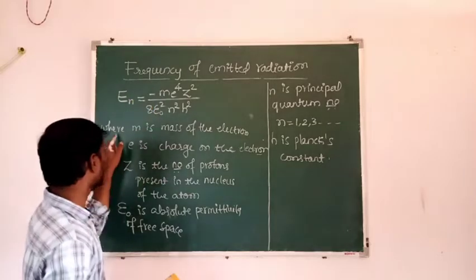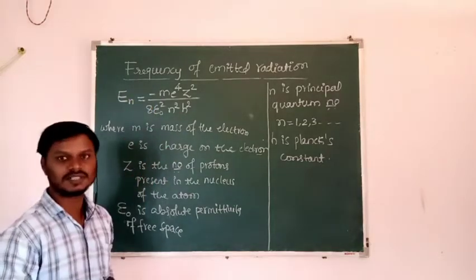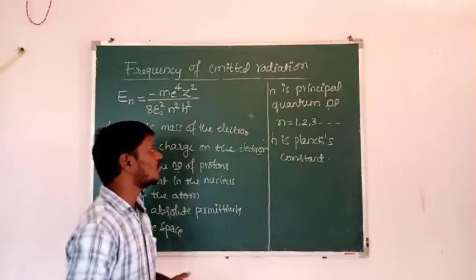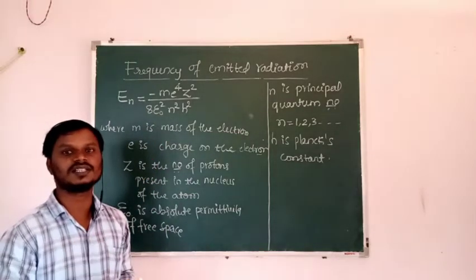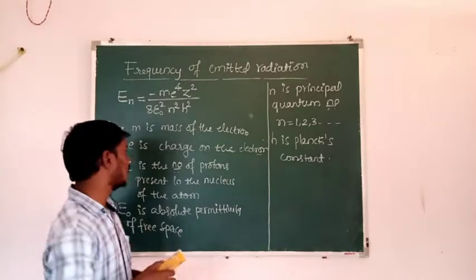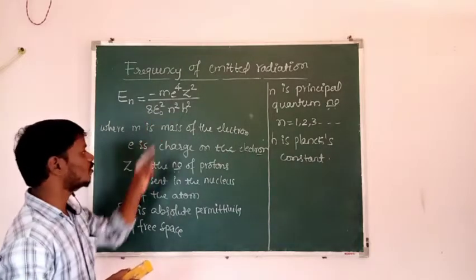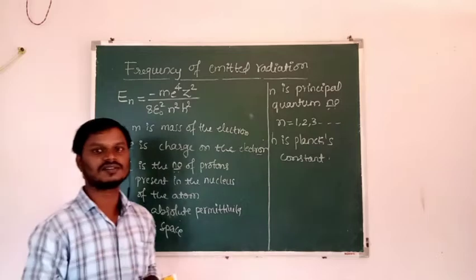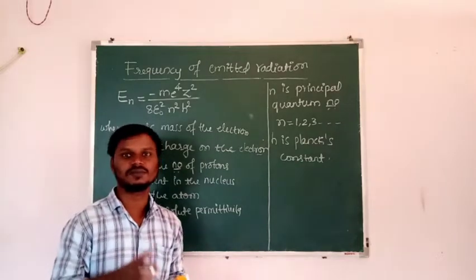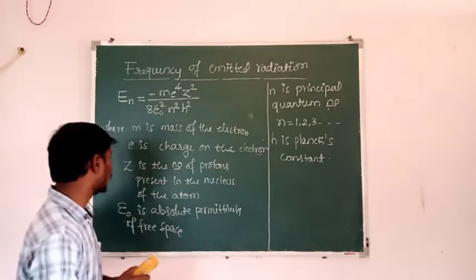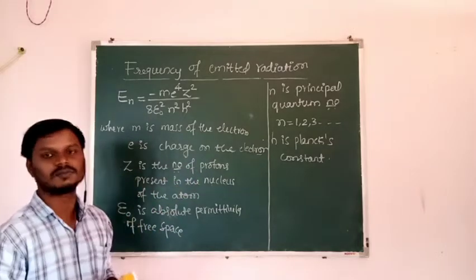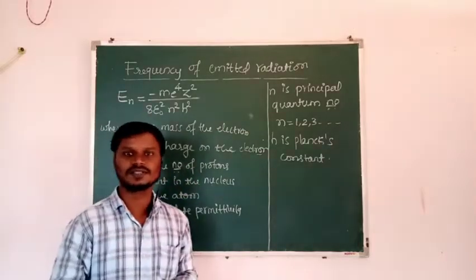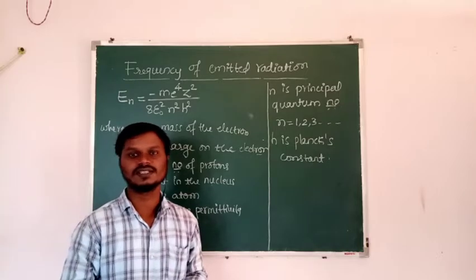So what is m here? M is nothing but the mass of the electron. What is the value of the mass of the electron? 9.1 into 10 to the power of minus 31 kg. Then e is the charge on the electron, which is 1.6 into 10 to the power of minus 19 coulomb. Then Z is the number of protons present in the nucleus of the atom. For example, in the case of the hydrogen atom, how many protons are present in the hydrogen nucleus?